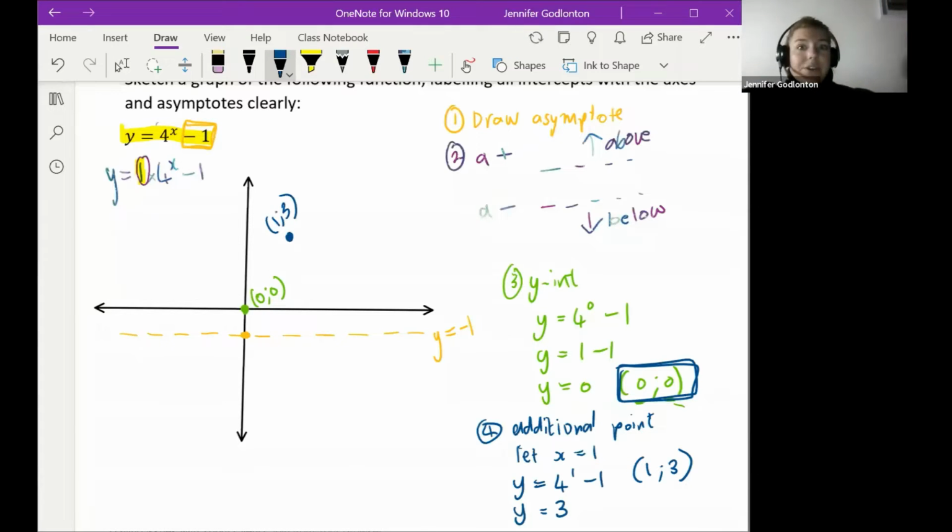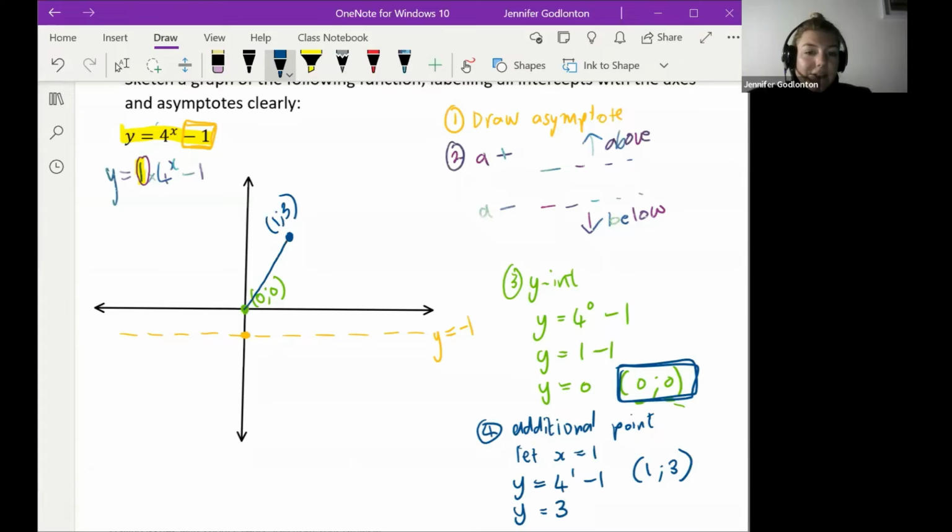You could have substituted any value in there. If you had made x 2, then it would be 4 to the power of 2, which is 16, 16 minus 1, which is 15. So then my coordinates would have been 2 and 15. So whichever value for x you want to put in there is fine. Now that you have 2 points on this graph, we can just join them together, okay?